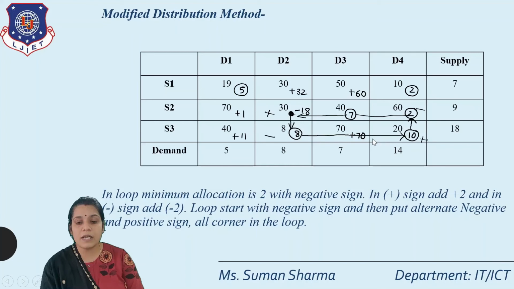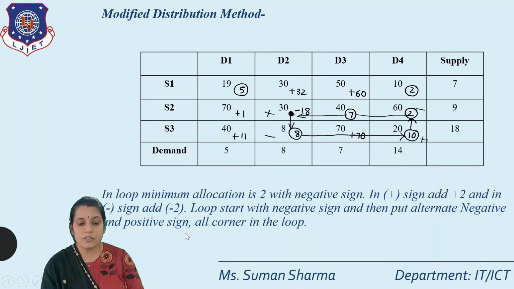Okay, after that, you consider here the negative allocation, where the minimum value is 2. So we use the number 2: if you tag the negative sign here, you subtract 2, and where there is the positive sign, you add 2. So what is the process? In the loop, the minimum allocation is 2 with a negative sign. So in a positive sign, 8 plus 2, and in a negative sign, add minus 2. The loop starts with a negative sign and then you put alternate negative and positive signs at all corners in the loop.